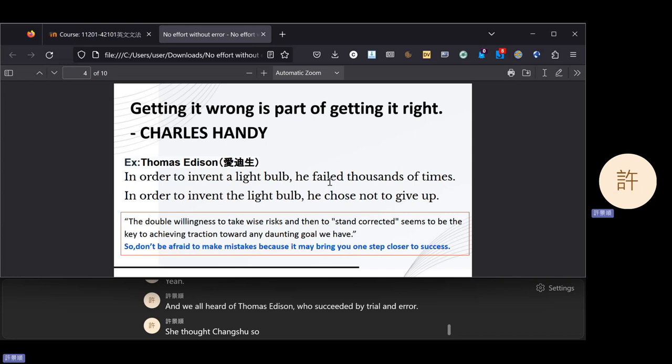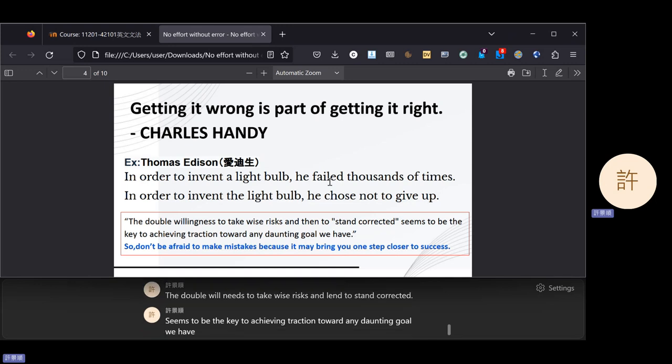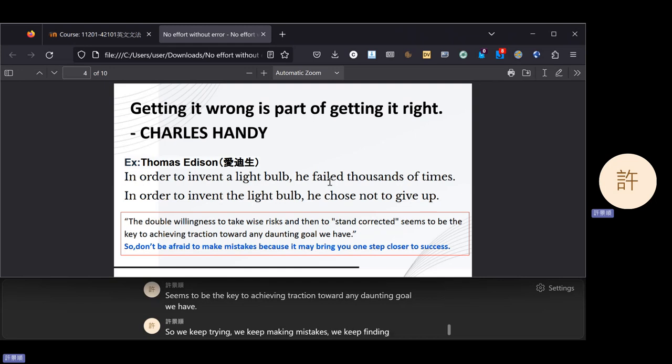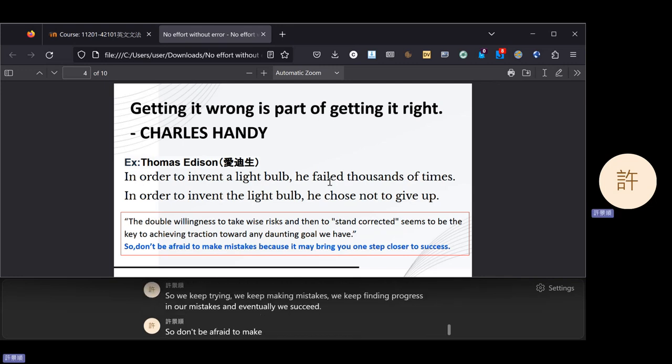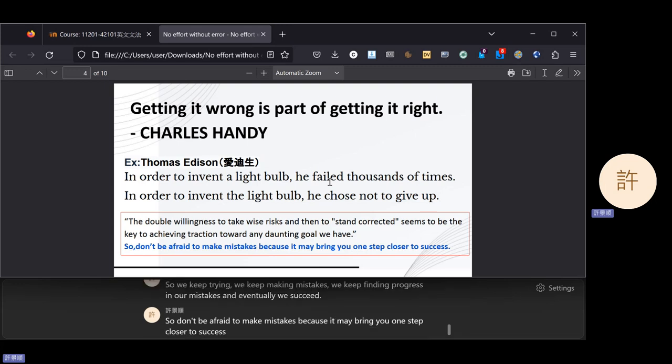The sentence is on page 9, the last paragraph. The double willingness to take wise risks and learn to stand corrected seems to be the key to achieving traction toward any daunting goal we have. So we keep trying, we keep making mistakes, we keep finding progress in our mistakes, and eventually we succeed. So don't be afraid to make mistakes, because it may bring you one step closer to success.